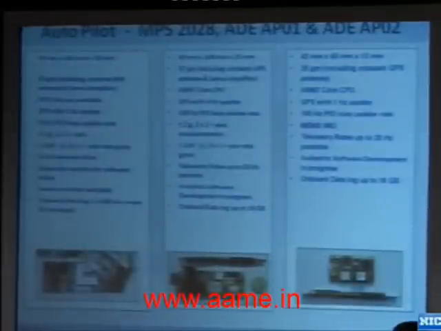Yeah, fine. This is the autopilot. We call it a micropilot, and this is what we developed in-house. If you look at the comparison in terms of weight and performance, these are all very low weight autopilots, 10 grams, 20 grams, and this one 28 grams.